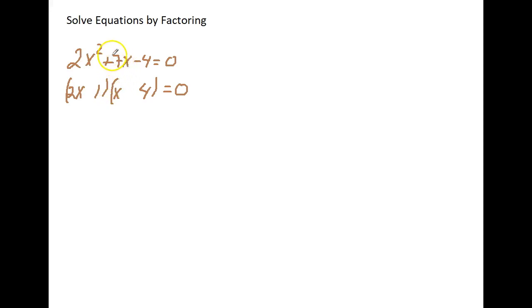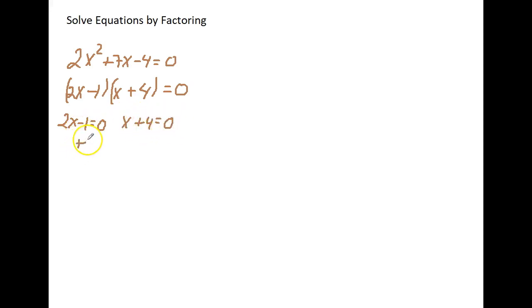Alright, now I have to have opposite signs, but I want the bigger one to be a plus. So I want the plus here and a minus here. And if you were to check this, 2x times 4 gives you plus 8x minus 1x. Add them together, you get 7x. So take each of these equal to 0. 2x minus 1 equals 0, and x plus 4 equals 0.